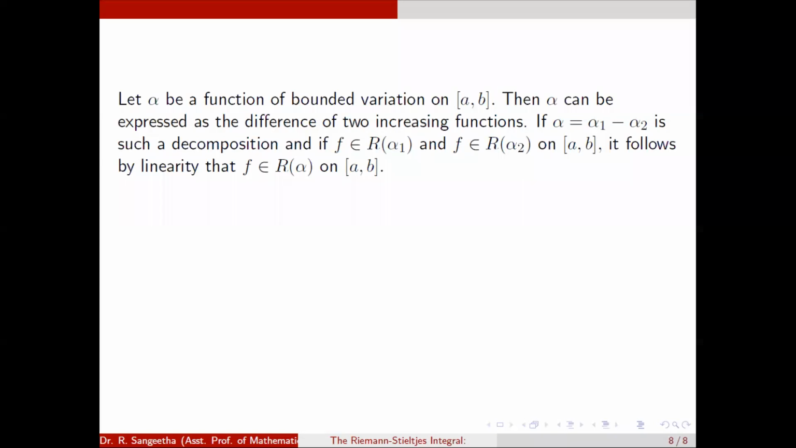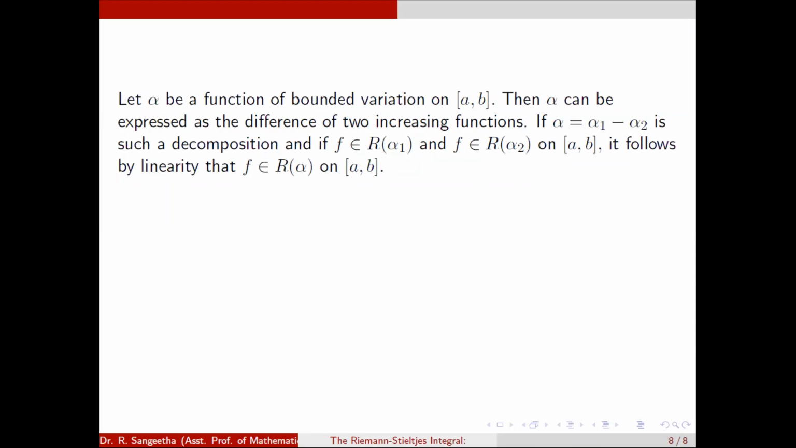Now come to our discussion. We are discussing the Riemann-Stieltjes integral of f with respect to alpha. Now what will happen to our integral, and is there any important consequence if alpha is a function of bounded variation? We discussed that our function alpha can be written as alpha 1 minus alpha 2, and both alpha 1 and alpha 2 are increasing functions. Now, if f is integrable with respect to alpha 1 and f is integrable with respect to alpha 2, then by the linearity property, we can show that f is integrable with respect to alpha.